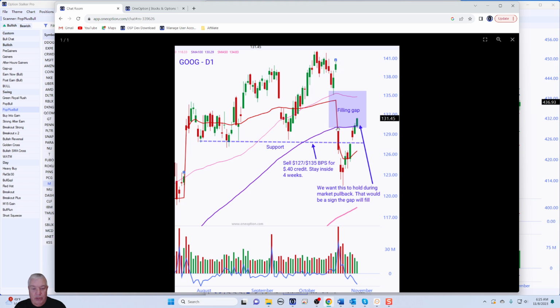Well, guess what? There's the open right there after the earnings reaction. We are now in the gap. These gaps tend to fill. So once we're in the gap, this actually becomes a minor support level. That minor support level coincides with the 100-day moving average. I believe that Google is going to hold that 100-day moving average.